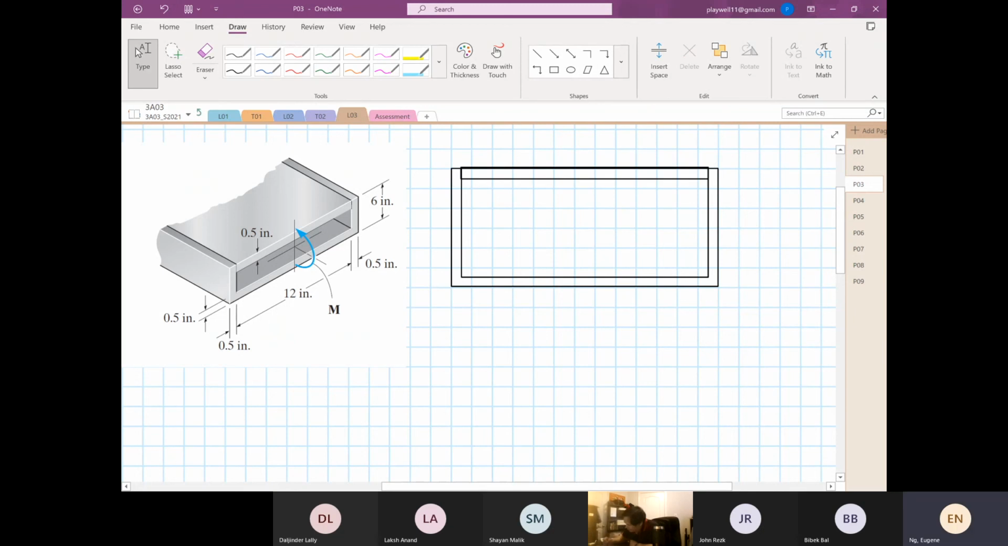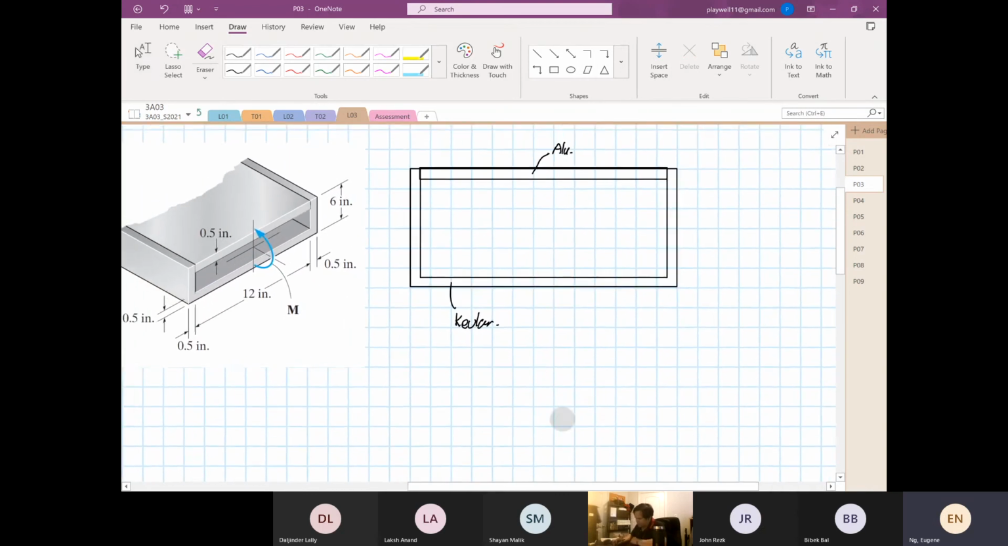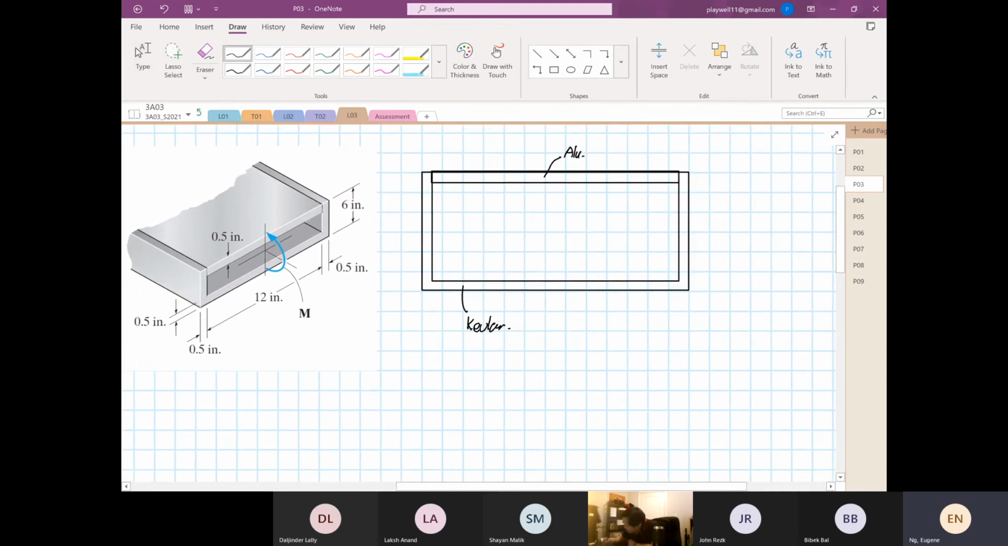Okay, so this is our aluminum. This main part is our Kevlar. So you can see that. I'm going to declare the aluminum as section 1. I'm going to divide our structure this way. This is going to be my section 2, section 3, and this will be my section 4.